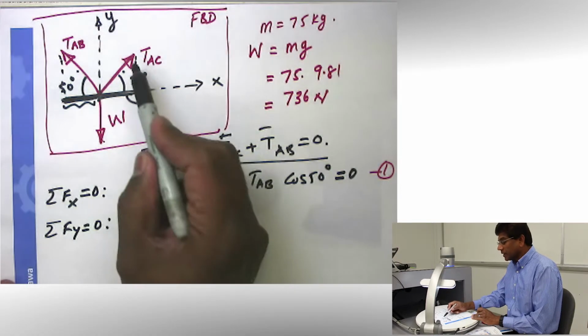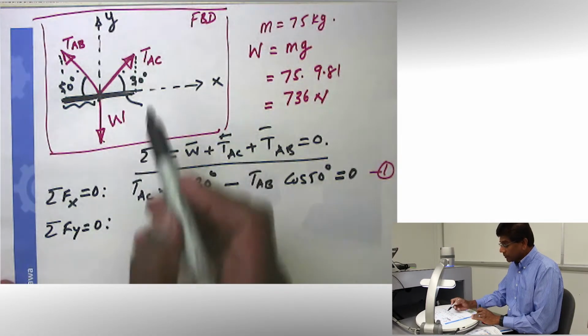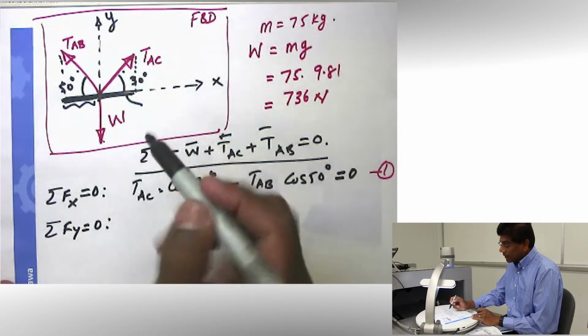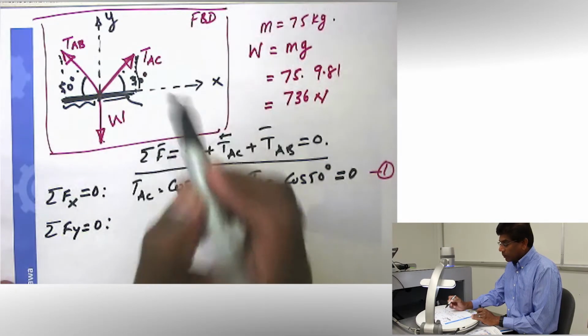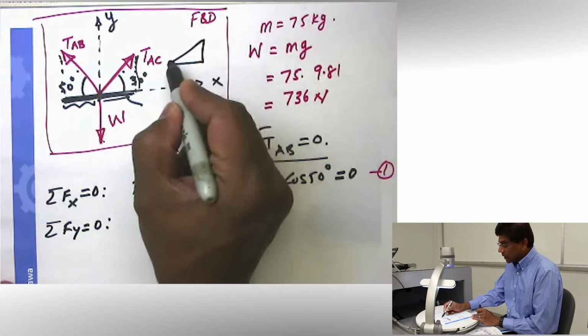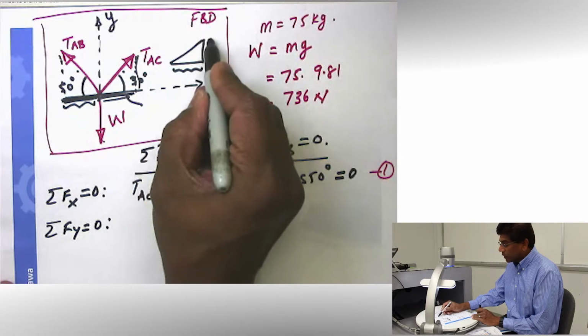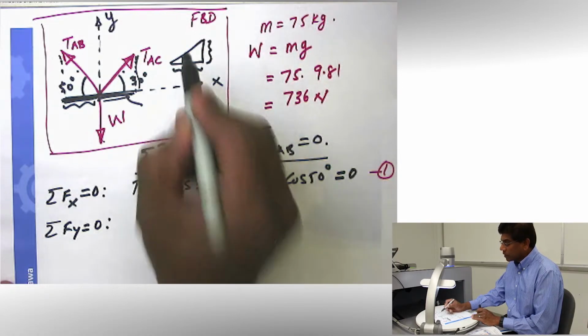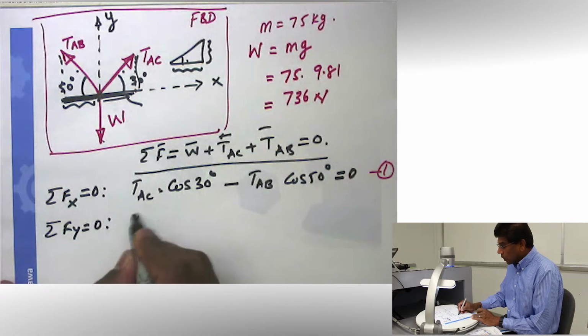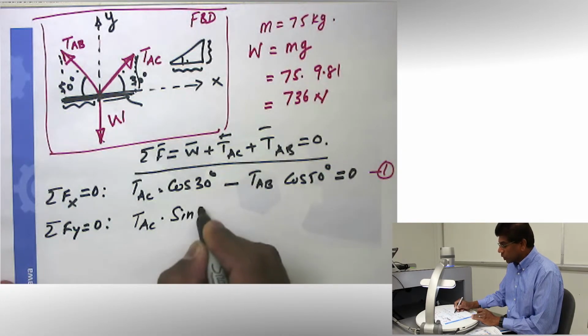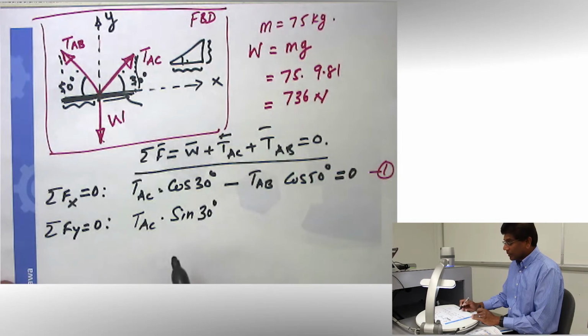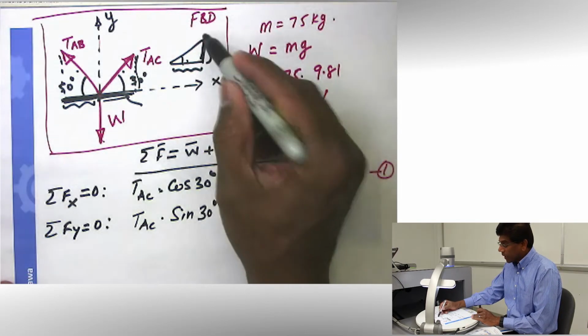And I typically start with the same force, so there is no confusion. So let's go to TAC. Instead of x, I want the y component. And again, you are looking at a triangle like this. This is my x component. This is going to be my y component. And this is my angle 30 degree. So y component can be obtained by using sine angle. So it's going to be sine 30 degree, and that's going to be positive because it is going up.